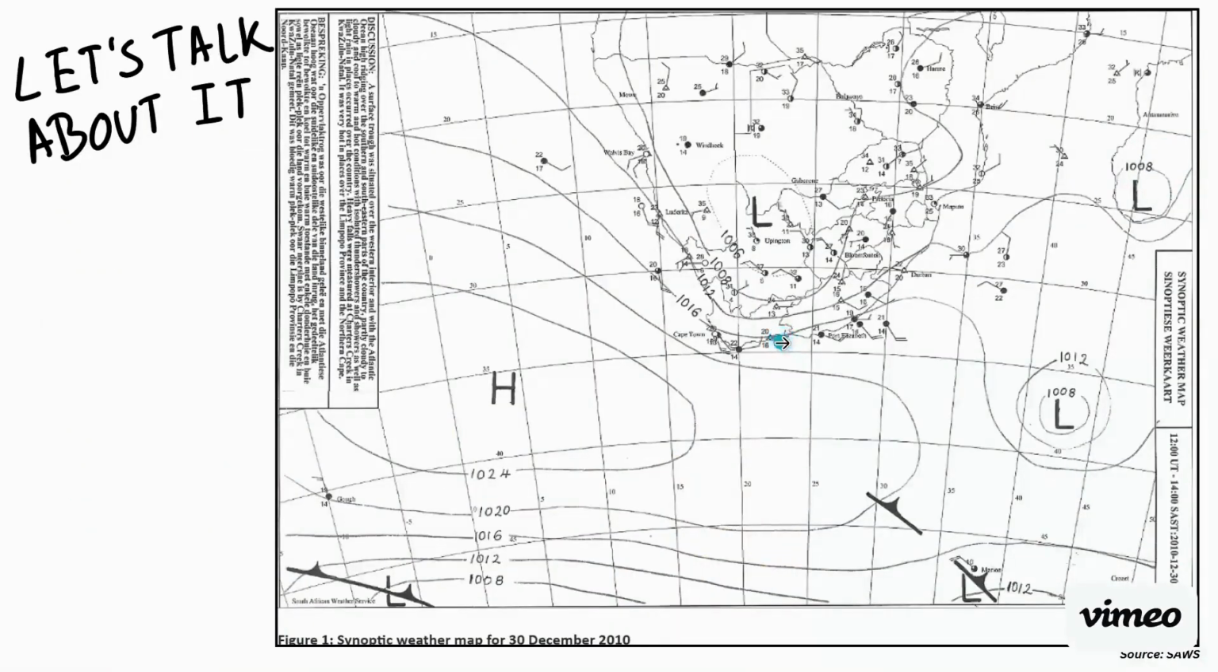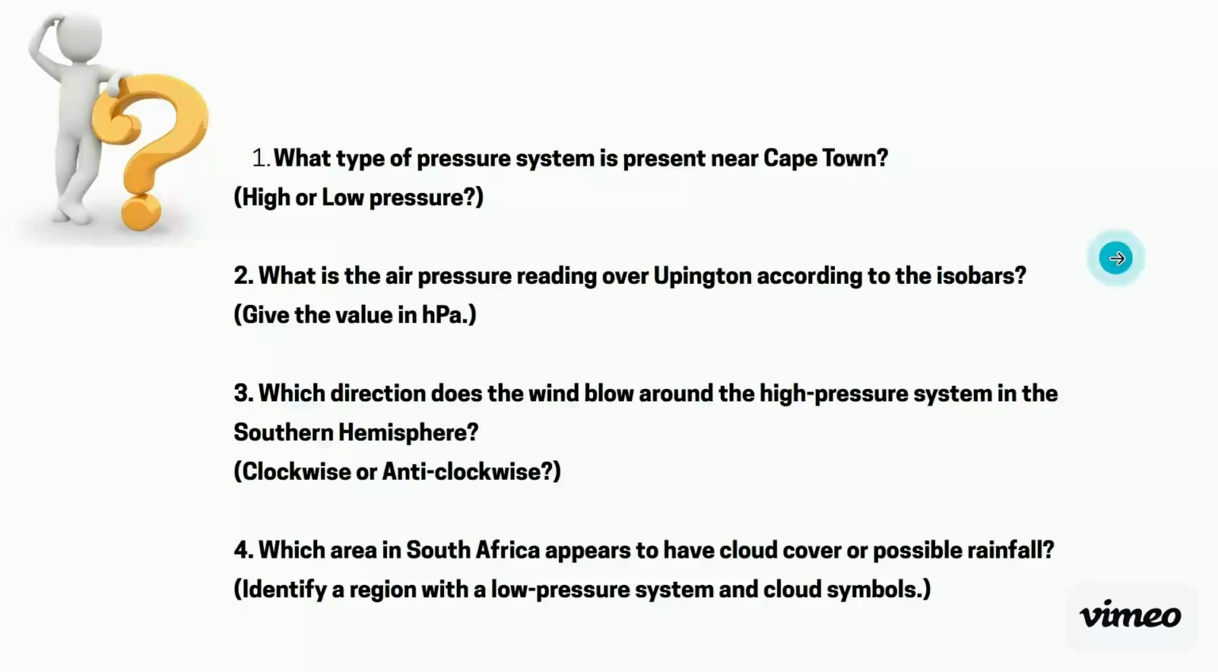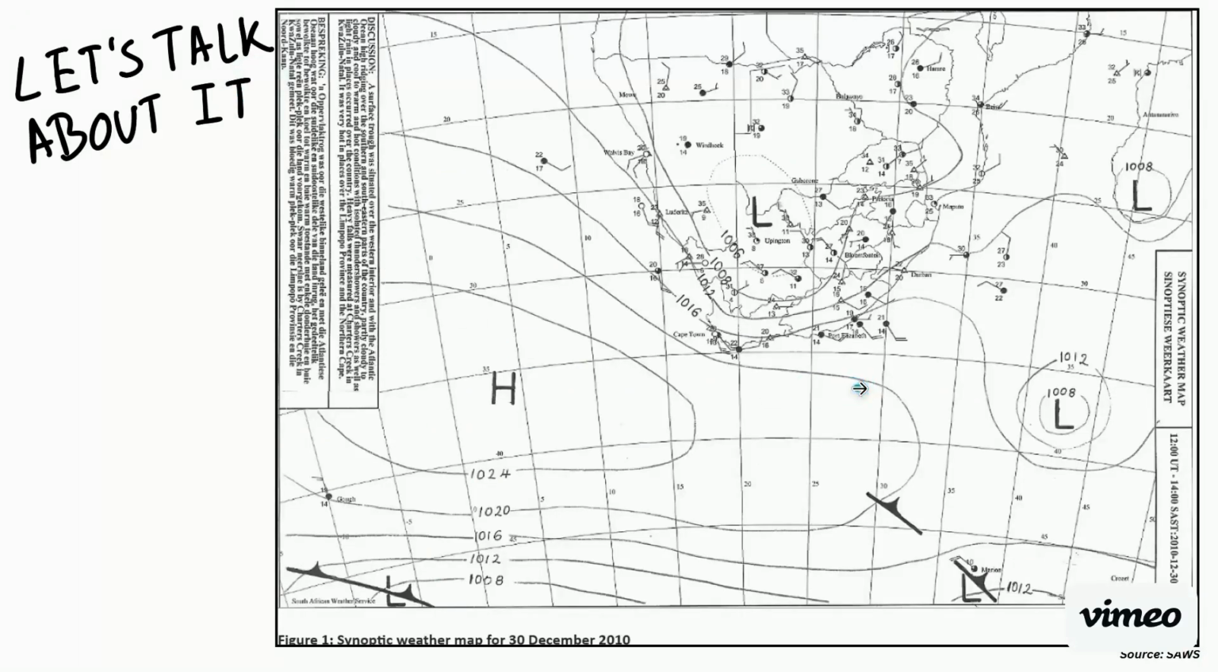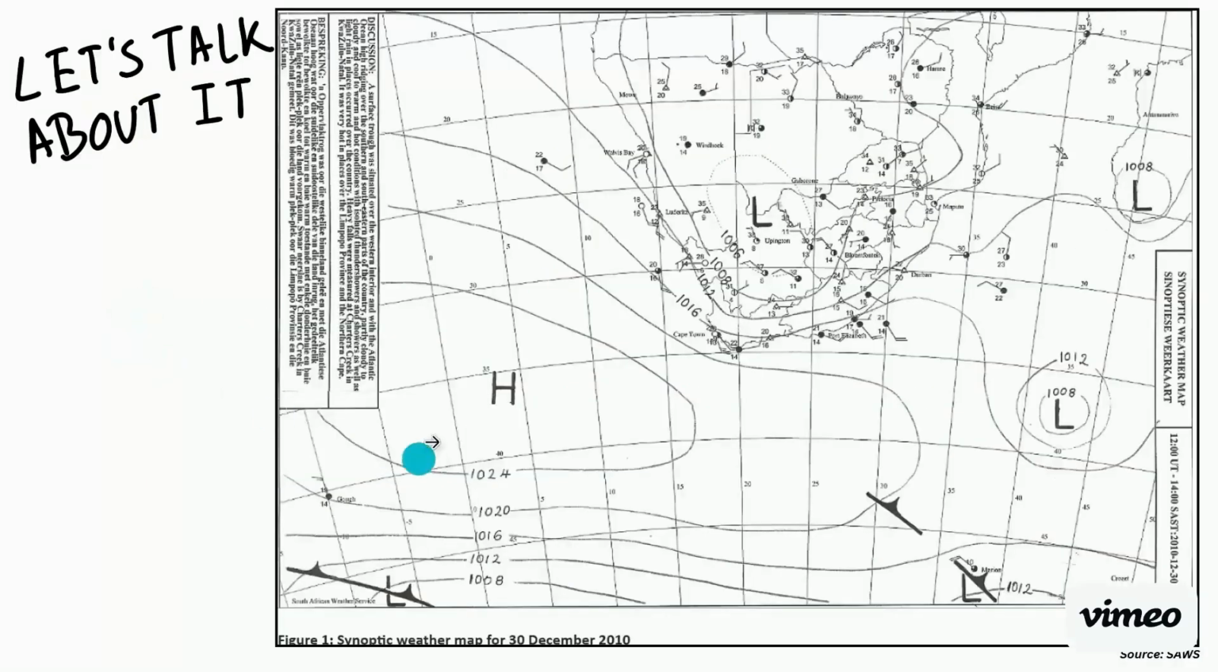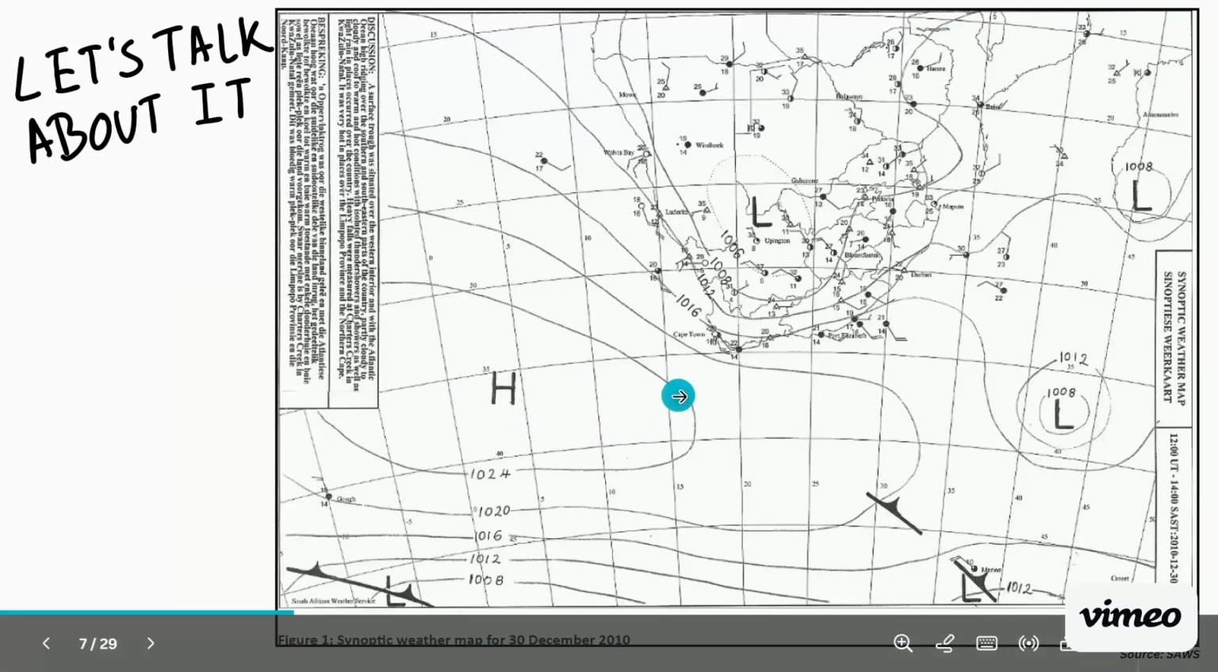So let's do a quick activity together. This is a synoptic weather map for 30 December back in 2010 of South Africa. Number 1, what type of pressure system is present near Cape Town? Is it a high or low pressure? So look at the map. I'll give you a few seconds. So the pressure system near Cape Town is a high pressure. So the high pressure here is near Cape Town.